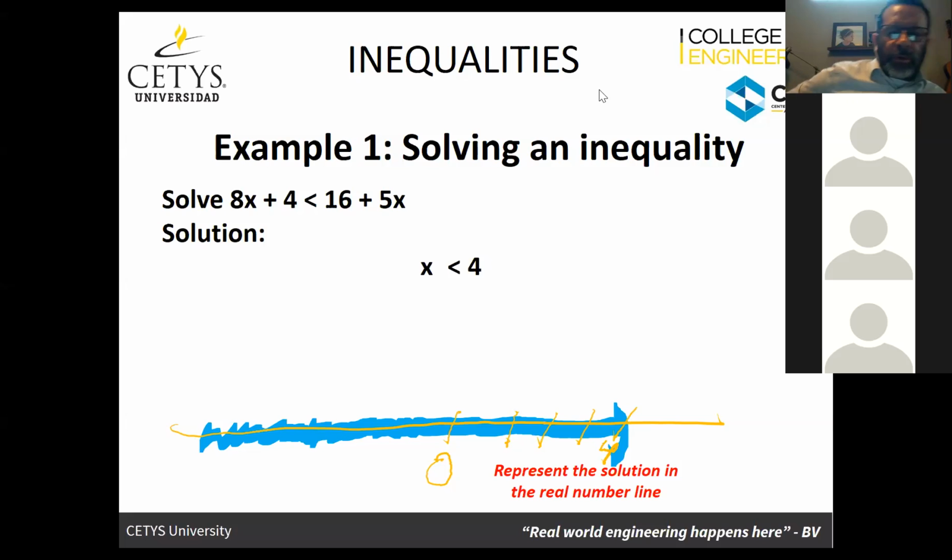Okay, there we go. Okay, so we're going to have that the solution is all of the numbers that are less than 4, and that's how we represent it in the number line.